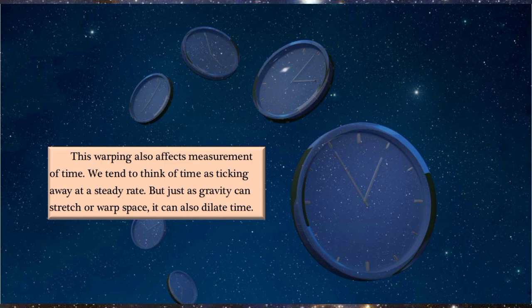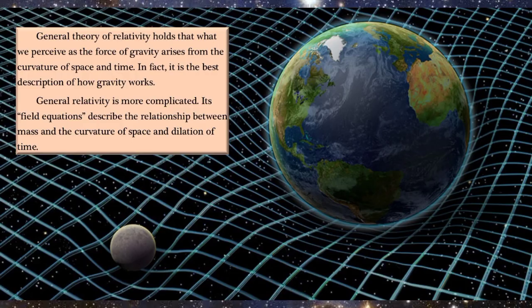This warping also affects measurement of time. We tend to think of time as ticking away at a steady rate. But just as gravity can stretch or warp space, it can also dilate time. General theory of relativity holds that what we perceive as the force of gravity arises from the curvature of space and time. In fact, it is the best description of how gravity works.